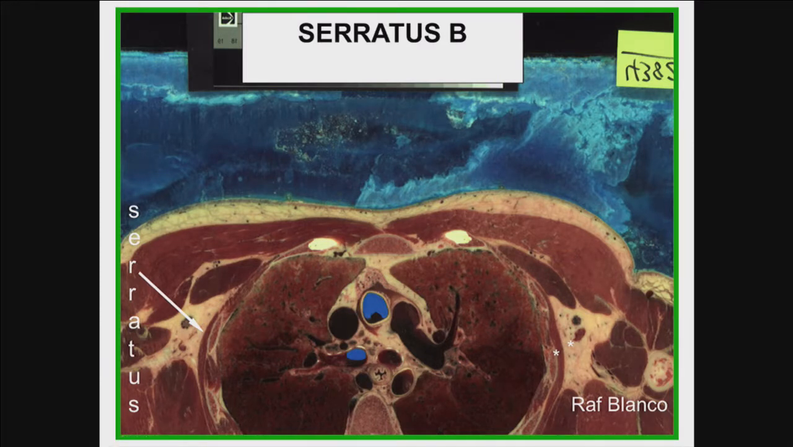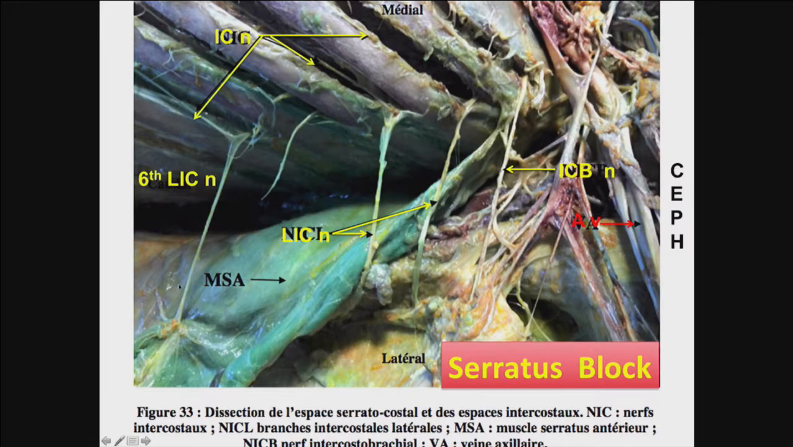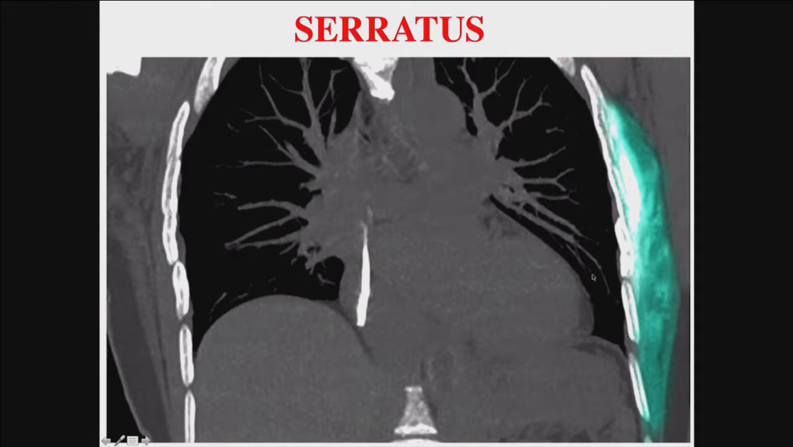Now, some people are doing a SERRATUS block. This is what we are doing partly with this SERRATUS injection. This SERRATUS block can be performed on one side or on the other side of the muscle. And you see that when you inject this area, you have all the lateral intercostal branches here, there, there, there, that are leaving the intercostal space and that are going to cross this area and are going to be stained and affected by the local anesthetic. And you see, this is exactly what we achieve.